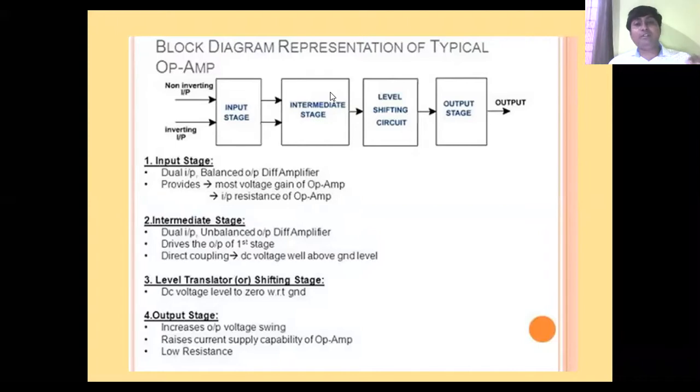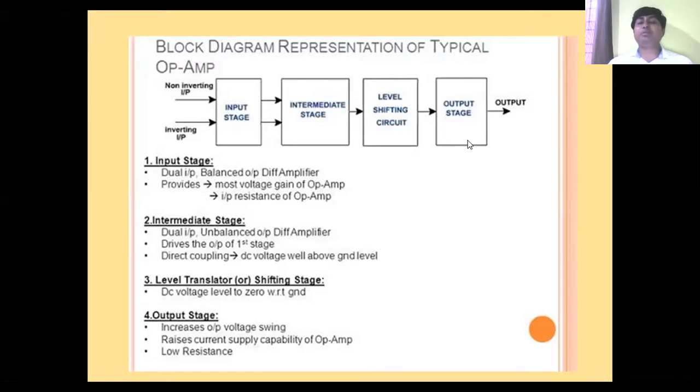Why can we say that it is unbalanced? Because it is observed that here we have two inputs but only one output, hence it is unbalanced. The third block is the level shifting circuit. As I told, here we have to consider a level or the reference, which is nothing but the zero level. So what will be done in this level shifting circuit is that the DC voltage level is maintained at 0 with respect to ground. Okay, now coming to the last stage, that is the output stage.